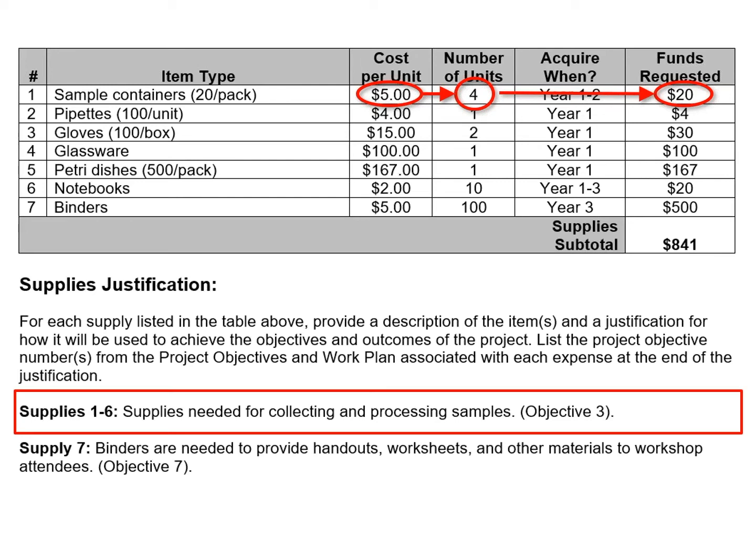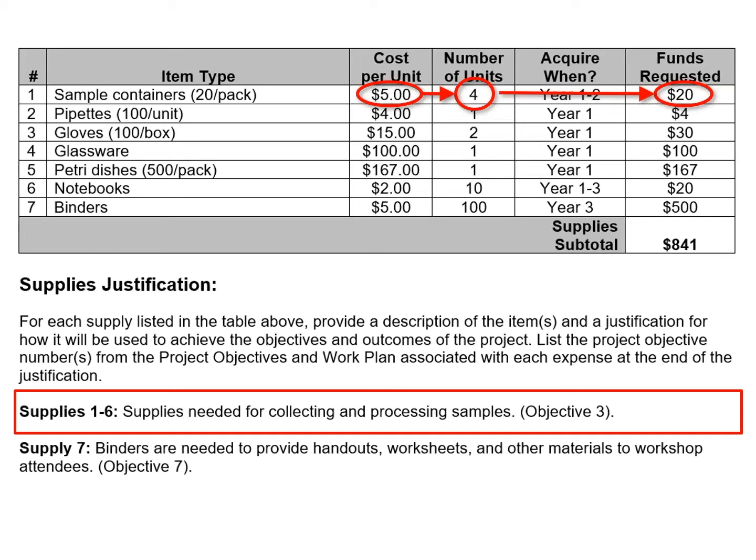This is a brief example. The cost per unit for supply 1, sample containers, is listed as $5 for a pack of 20, and 4 packs are required. $5 per pack times 4 packs results in $20 under funds requested. The funds requested for the rest of the supplies in the example is calculated the same way, and the total for all supplies is provided at the bottom of the table.